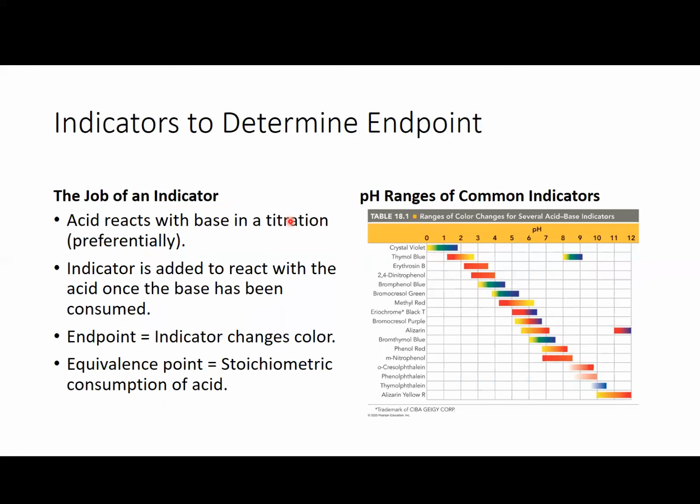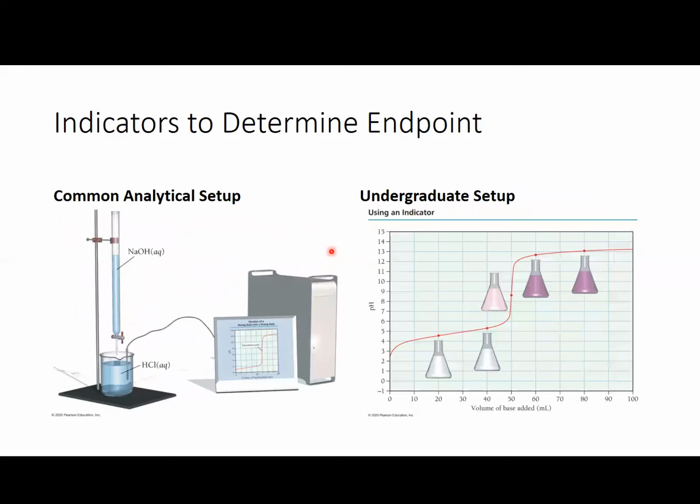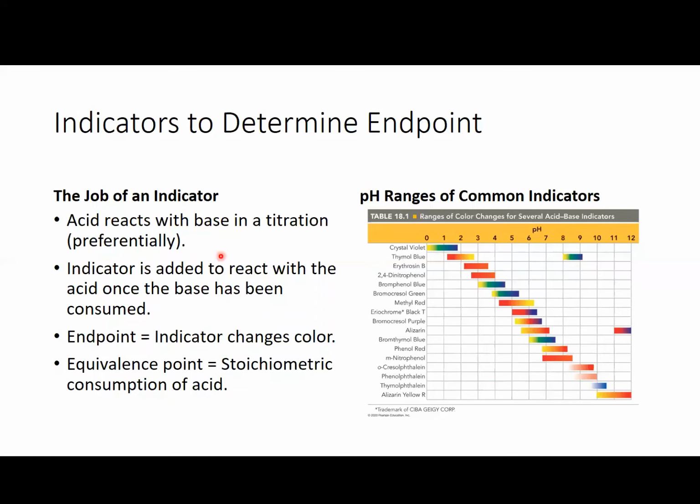So the job of an indicator really is this: acid reacts with base preferentially in titration. So if we have an acid in here and we're dropping in base, the acid and base are reacting with each other. When the acid is gone, the base reacts with the indicator. So the indicator is added to react once the acid has been consumed. The end point is when the indicator changes color.